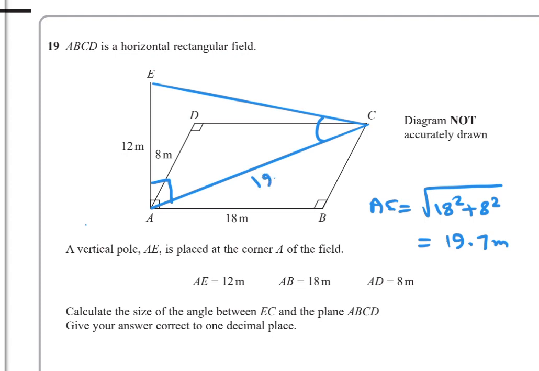Now this side is 19.7. Now we have the opposite 12 and the adjacent 19.7. So to find this angle, tan inverse of 12 over 19.7 equals 31.3 to 1 decimal place.